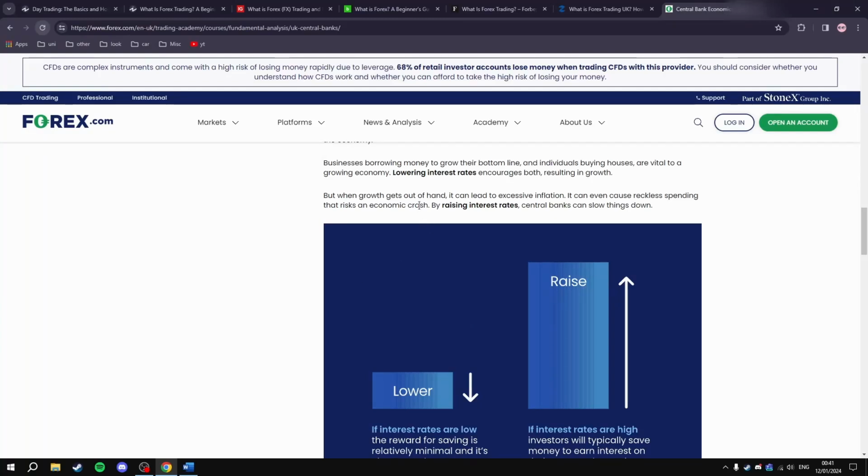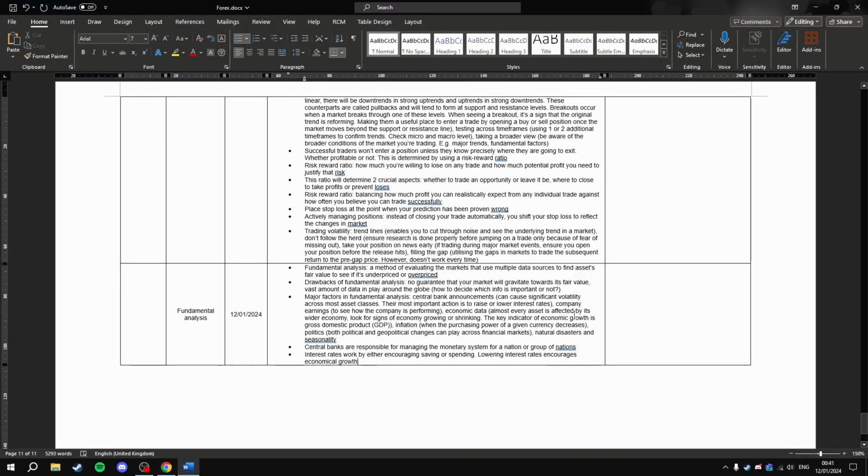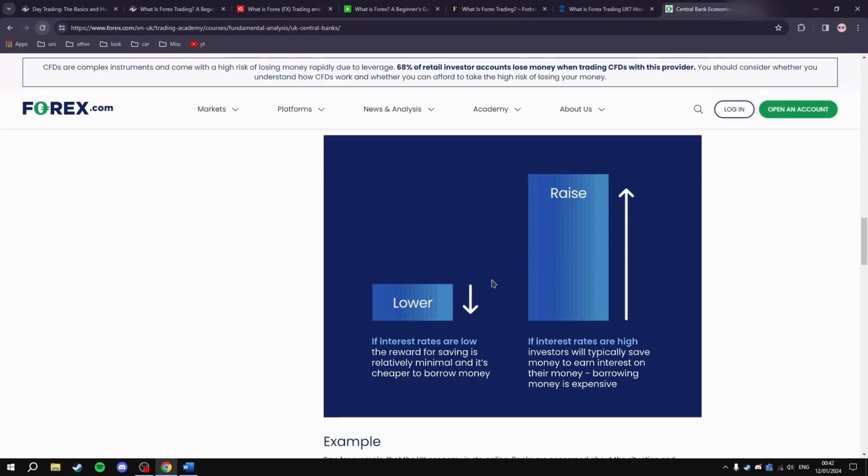But when the growth gets out of hand, it can lead to excess inflation. It can even cause reckless spending that risks an economic crash. By raising interest rates, central banks can slow things down. If interest rates are low, the reward for saving is relatively minimal and it's cheaper to borrow money.